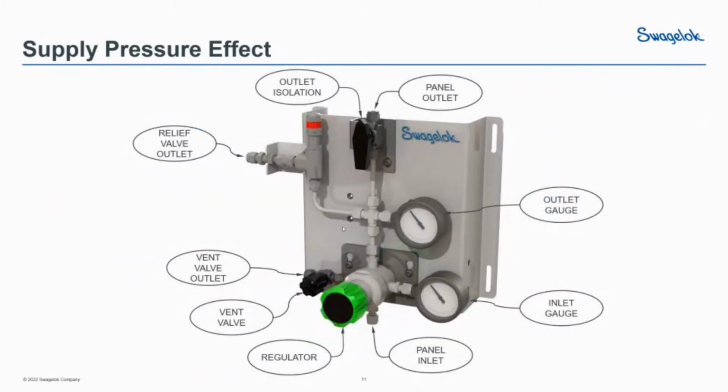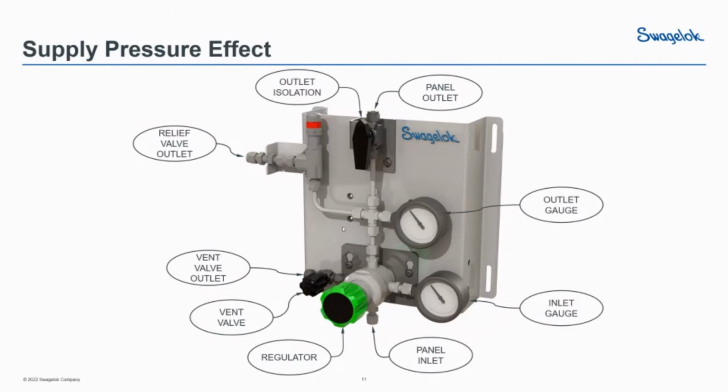So shown here is a Swagelok SGP panel with a single stage of regulation. This is exactly the sort of panel that would experience the phenomenon that we just looked at. Now, to get you a little bit of a sense of what you're looking at here on these panels, the inlet is at the bottom. You can see the inlet then feeds the single stage regulator with the green handle there. It has an inlet gauge poking out on the right. And the panel flow direction is up in this case, so the panel outlet is at the top.